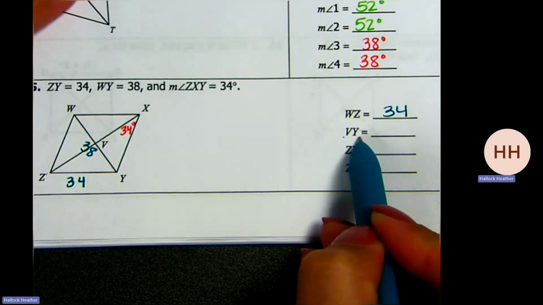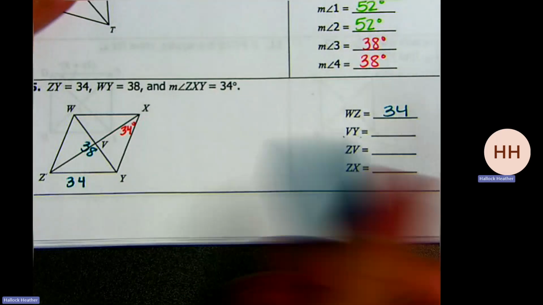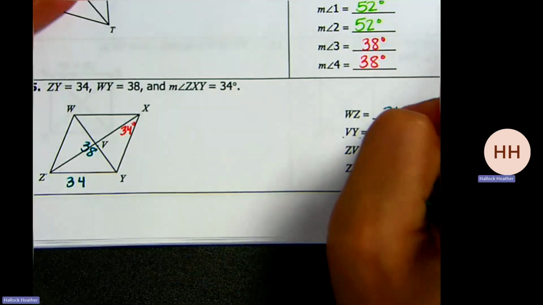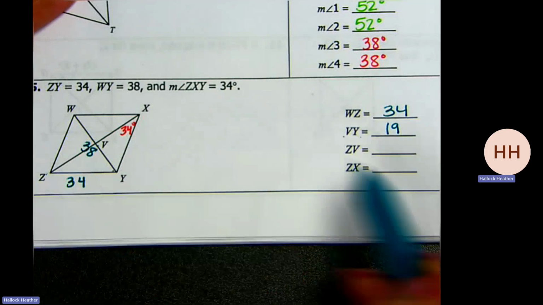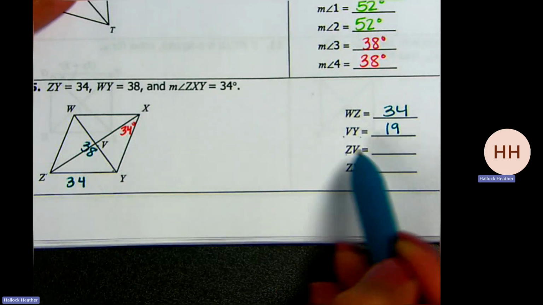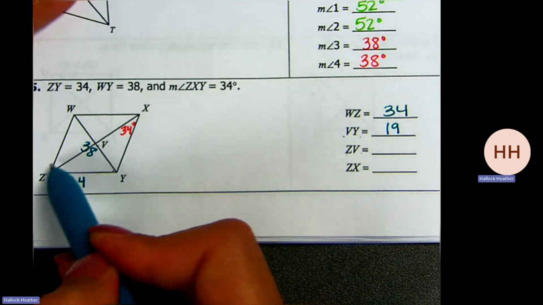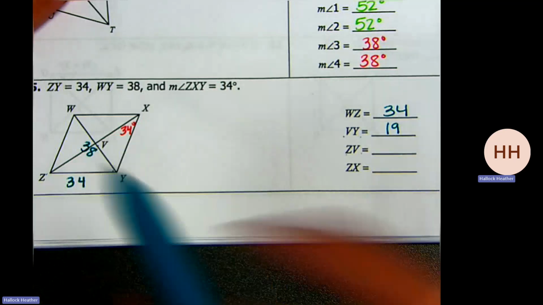V to Y. Where is V to Y? I don't even know. Oh, V to Y is right here. So what is that going to be? 19, because if you take 38 and you cut it in half, that's going to make 19. If I need Z to V, do I know what this diagonal's length is? No. So I'm trying to find Z to V.